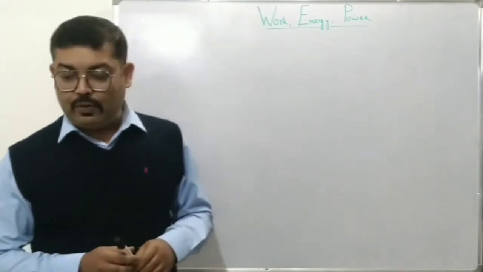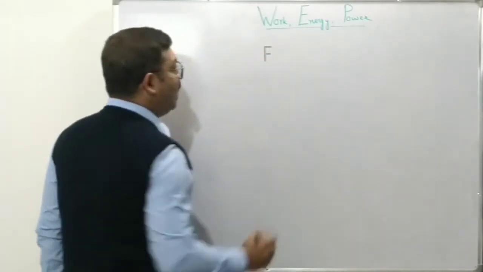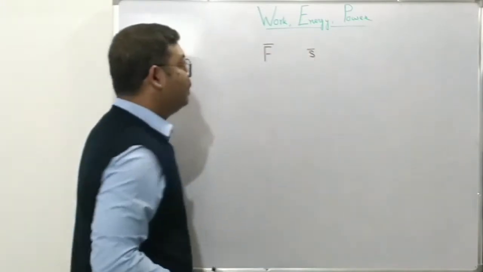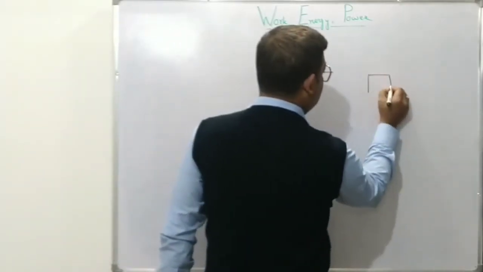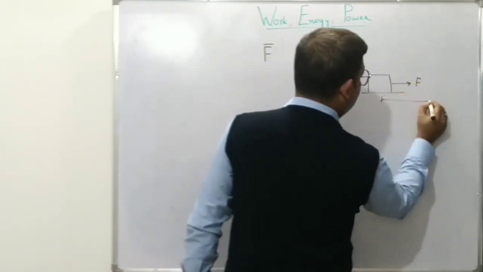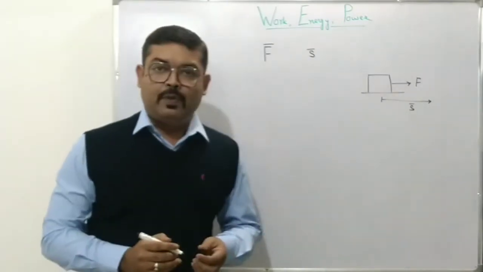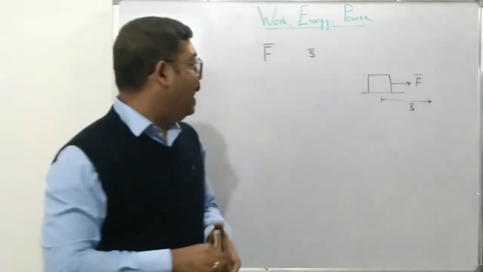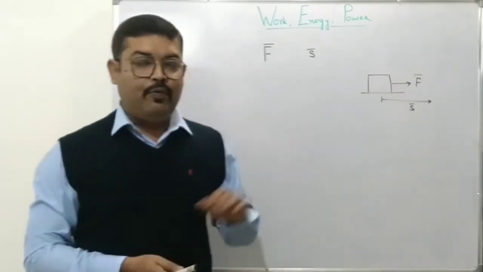In other words, if there is a force applied to a body and there is some displacement produced in the body, let's say we have an object here and the force F is applied here, and the object displaces through this much, then we say that some work has been done. In other words, if there is a force acting on a body and there is a component of displacement of the body in the direction of the force, then we say work has been done.